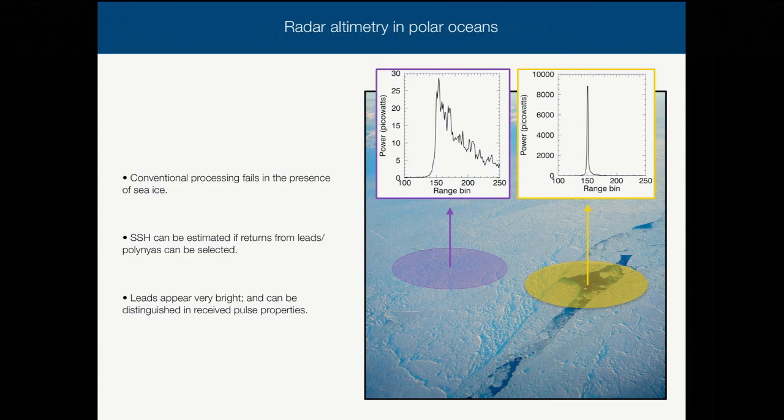from regions that are not ice covered, these leads appear as very, very bright signatures in pulse properties. And so what you're looking at here, this is a return coming from an ice-covered region. This is coming from a region where you actually have a lead. And what you can see is both the power here is much, much larger, and it's much, much more strongly peaked. What this means is we'll actually be able to select those regions that are in the leads and recover the sea surface height from these regions.